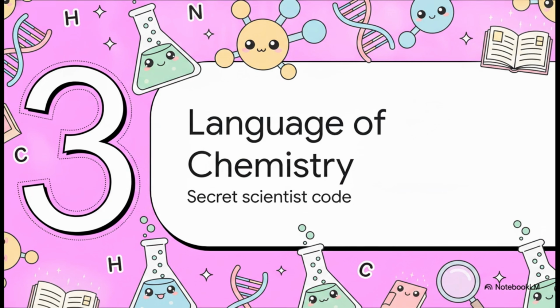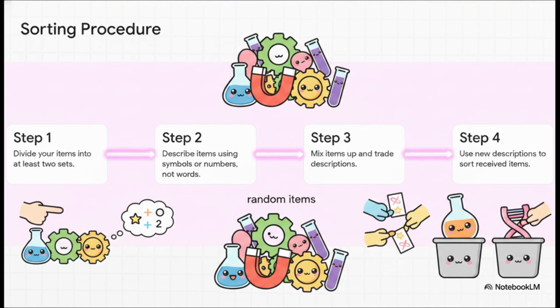Moving on to Section 3, the language of chemistry, the secret code scientists use. Now, if scientists want to communicate these complex structures universally no matter what language they speak, they need a highly specific shorthand. Imagine trying to sort and categorize a bunch of random items without being allowed to use any actual words, just symbols and numbers. Well, this is precisely how chemists map out the physical world. It's essentially a universal secret code.